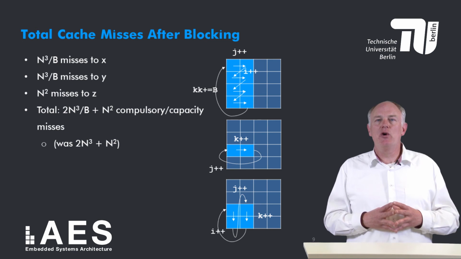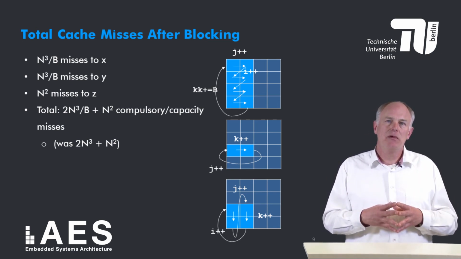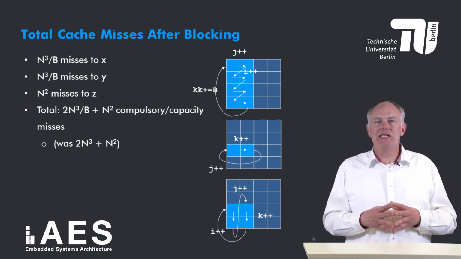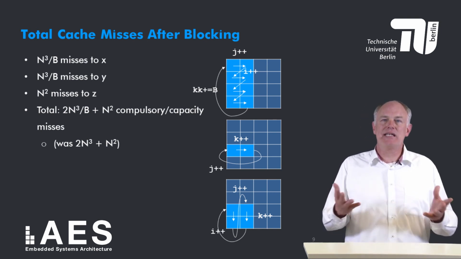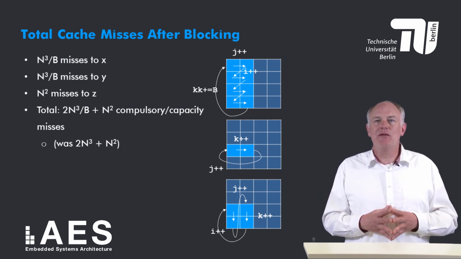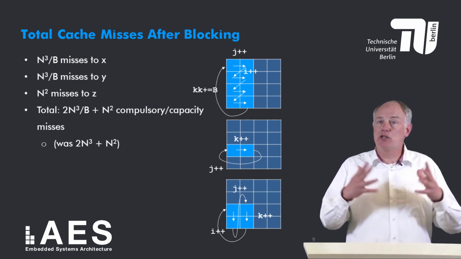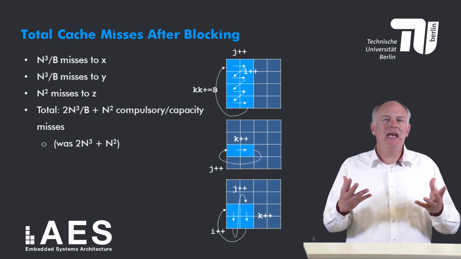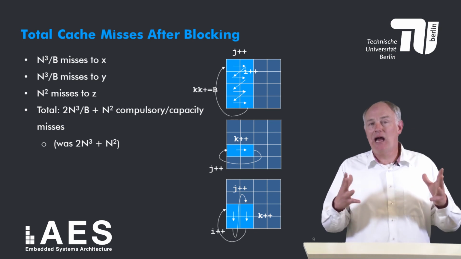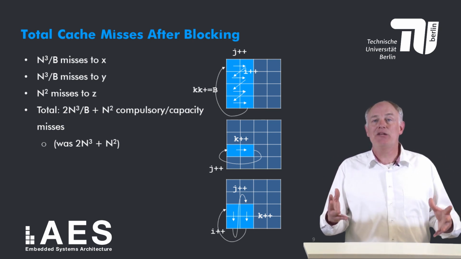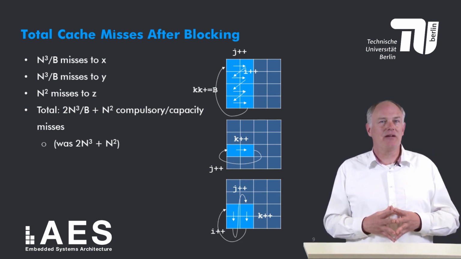Recall that b should be chosen such that a b times b submatrix fits in the cache. Assuming a 32 kilobyte cache, it can contain 4k doubles. The square root of 4k is 64, so b equals 64 might be a reasonable choice. But the cache should also contain a subrow of b elements, so b equals, let's say, 60 might be a better choice. Anyhow, a reduction of the number of cache misses by a factor of about 60 is significant.